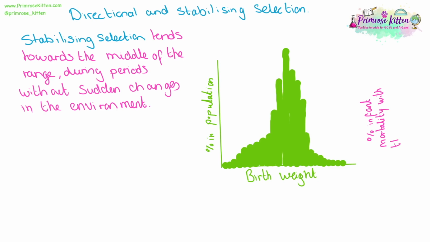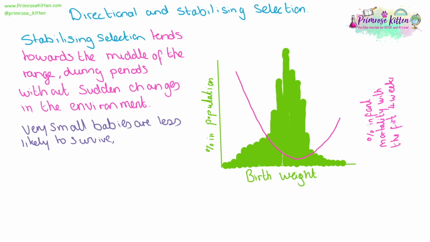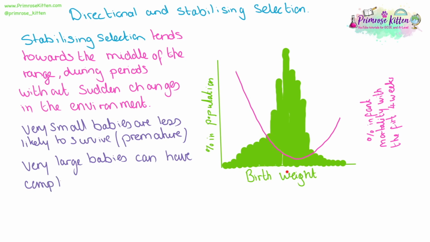If we compare that to the percentage of infant mortality in the first 4 weeks, you will see that very tiny babies are less likely to survive. This may be because the very tiny babies are the premature babies. On the other side of the graph, very large babies are also less likely to survive than those born in the middle of the range. This could be due to complications during birth, and those complications will cause the death of the baby.